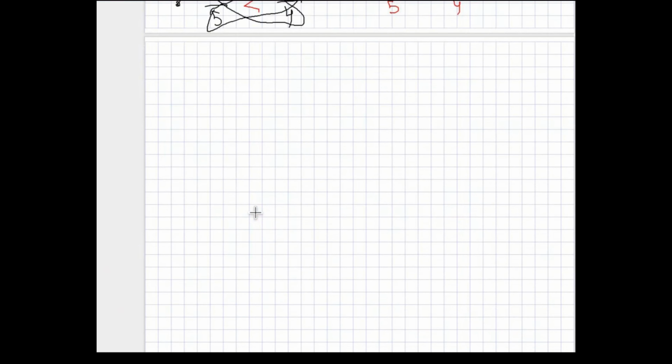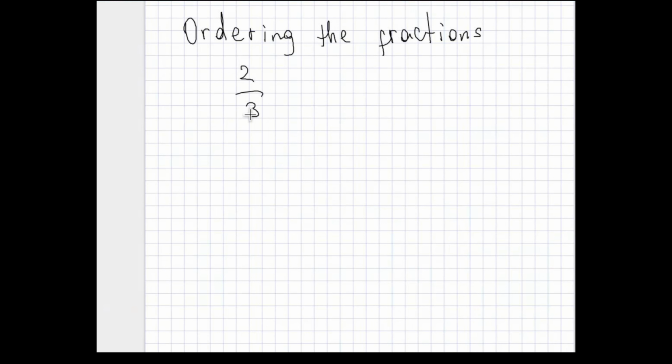Okay, and now I want to talk about ordering fractions. Ordering the fractions comes after comparing them. For example, here I have 2 over 3, 3 over 4, and 5 over 6, and we have to order these fractions. So how can we order them?